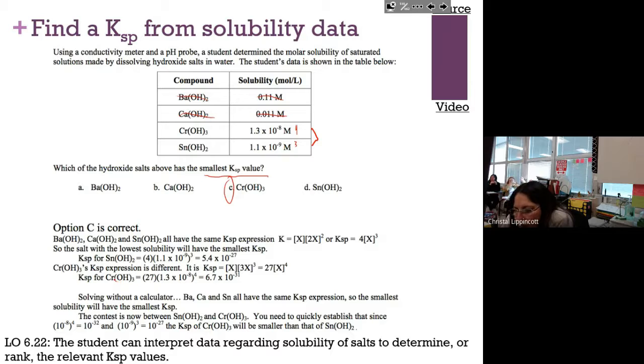When you're doing this, this is a Cr(OH)3. This would be a +3. This is a -1. But you have 3 of these, and you've got 1 of these. That's a total of 4. So you're going to be taking this and raising it to the 4th power, because it would be KSP equals X times 3X cubed here. That makes sense now.